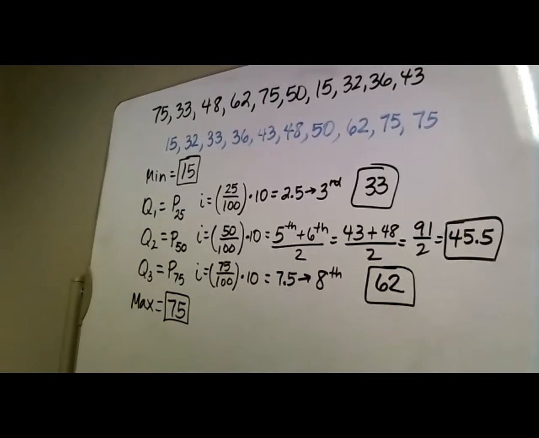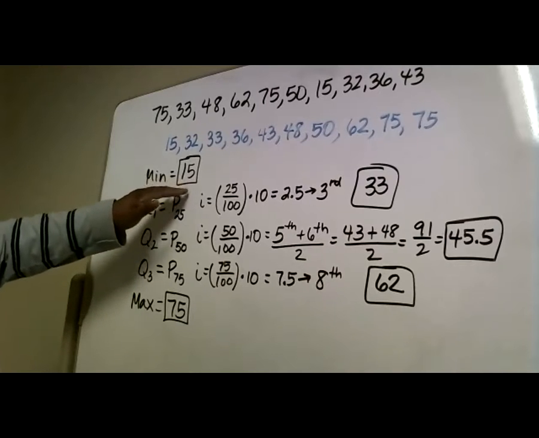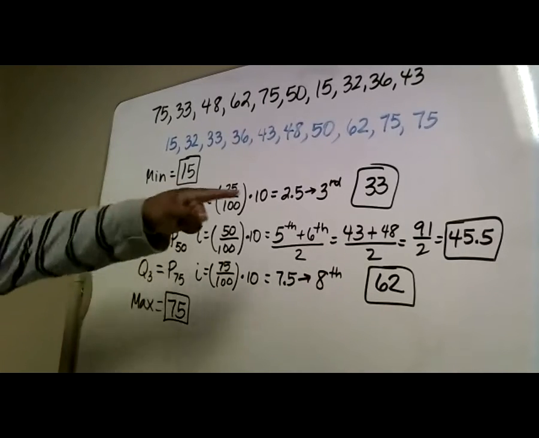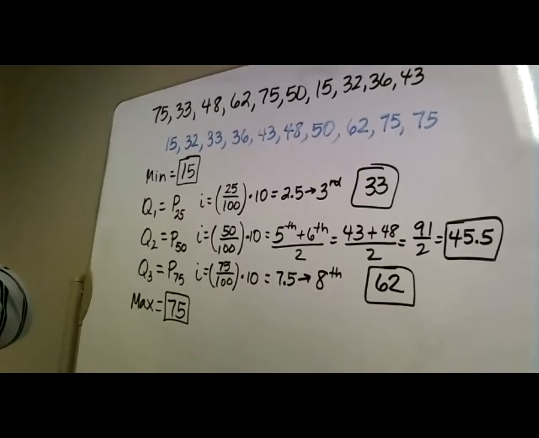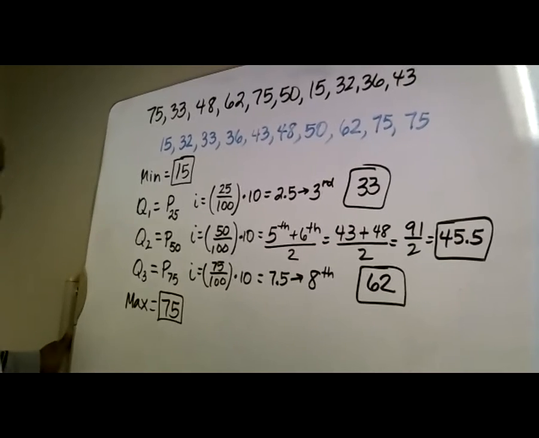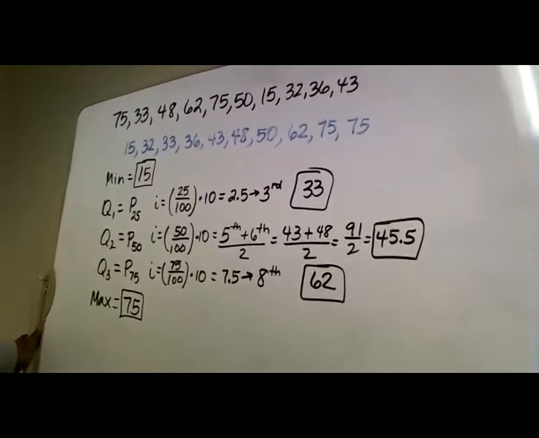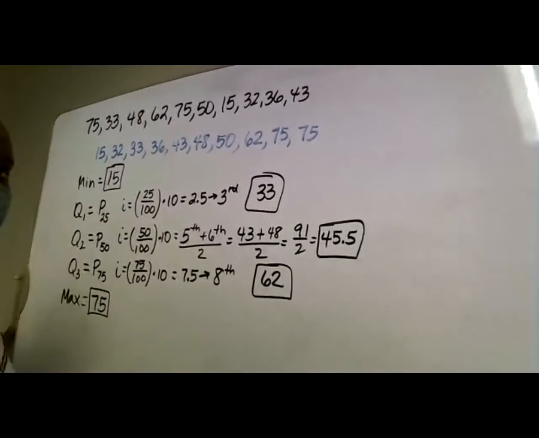All right, so the minimum is 15, the Q1 is 33, Q2, or the median, is 45.5, Q3 is 62, and the max is 75. All right, now let's take all of this and construct a box plot for that.